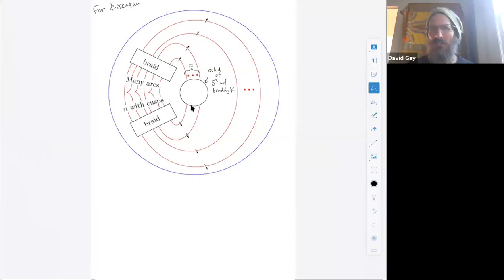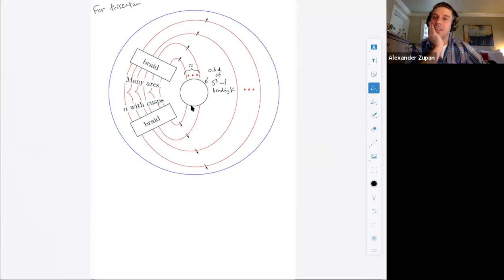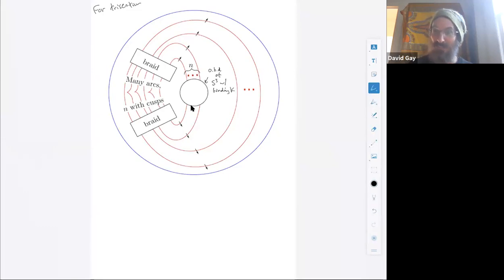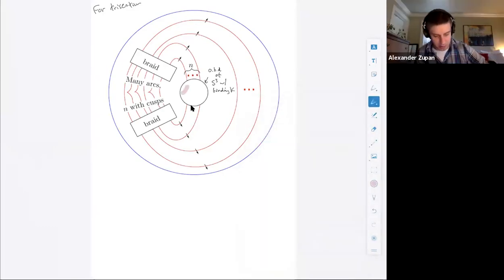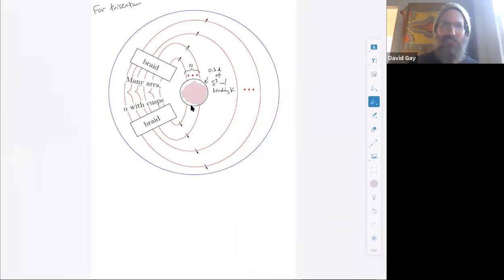Does S3 sit over that circle or just S3 minus K? I guess it's S3 minus K. So you could think of S3 minus K sitting over the circle, and then the neighborhood of the binding projecting down to the disk. I see. So fill this in with the binding.